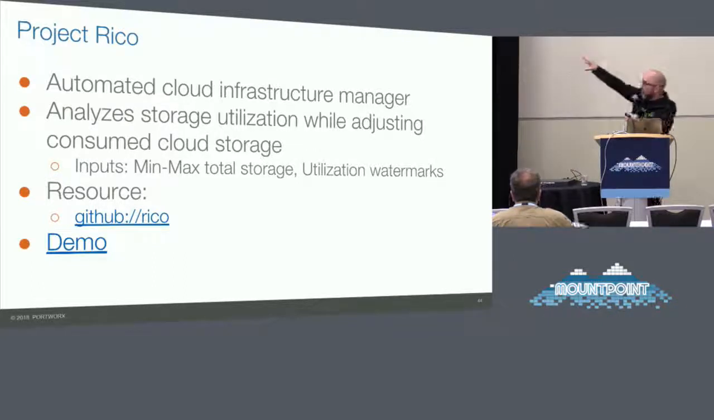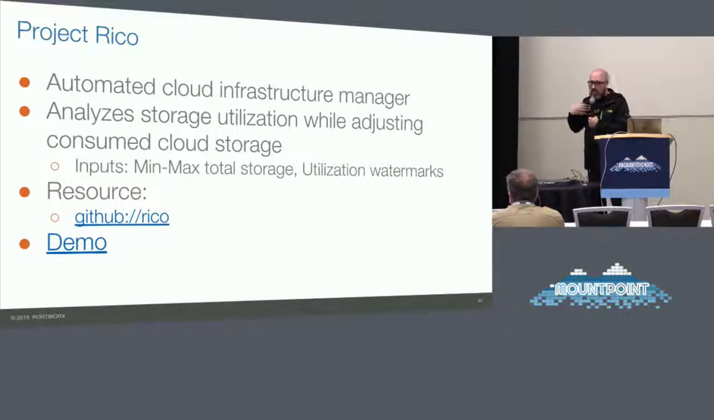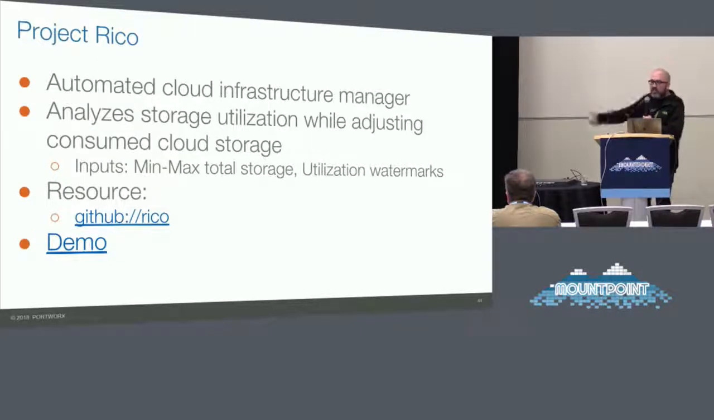So the whole goal of this project is to say, okay, as the administrator, I'm going to set a min value of the storage and a max value, okay? So Rico, this project is going to allocate enough storage to reach that minimum value, that steady state. And then it's going to keep running and check the utilization. And it's going to have a set of watermarks.